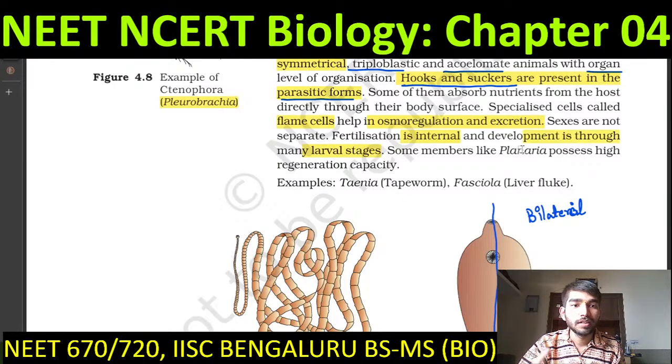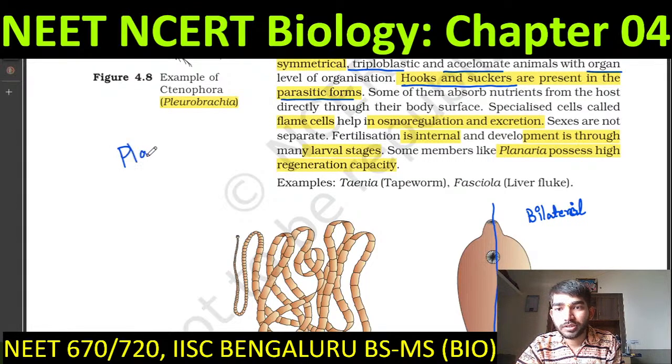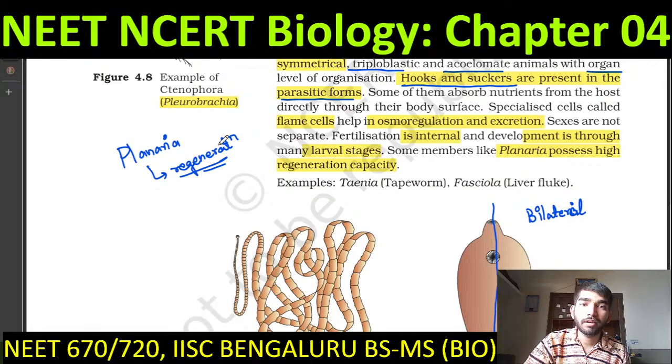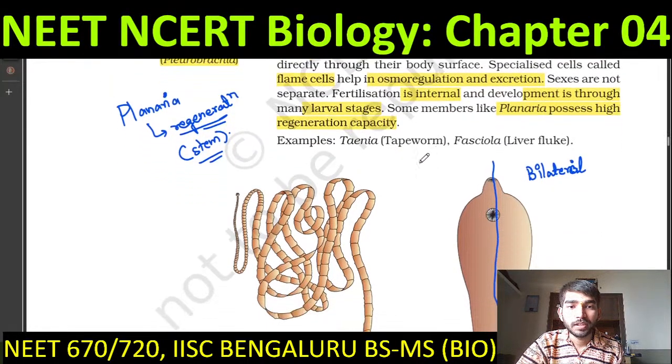So these larvae are not mentioned here, but I will share them with you again. Some members like Planaria possess high regeneration capacity. So this you should remember. Planaria regeneration, Hydra regeneration, all these things you should remember. Because these are very primitive organisms, although more developed than Hydra, they still have some undifferentiated stem cells, which can help them renew their body even after some damage or mishap.